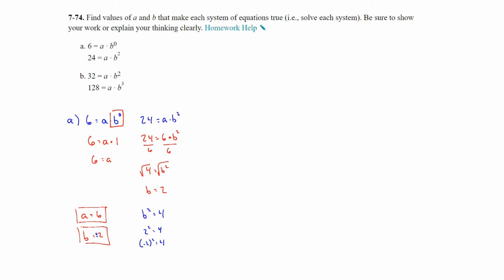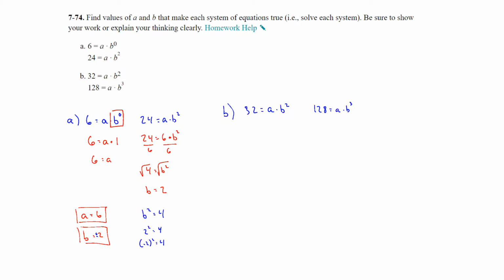All right, moving on to part B. We have 32 is equal to a times b squared. And then the other equation is 128 equals a times b cubed. So this one's a little different. We don't have that b raised to the 0, anything raised to the 0 here. So maybe a little bit more challenging to think about.